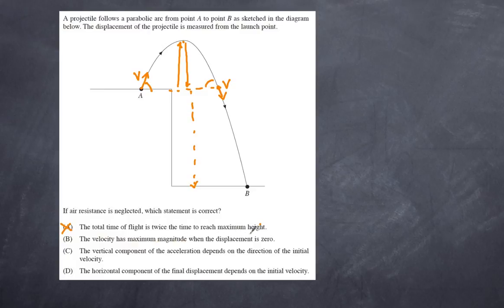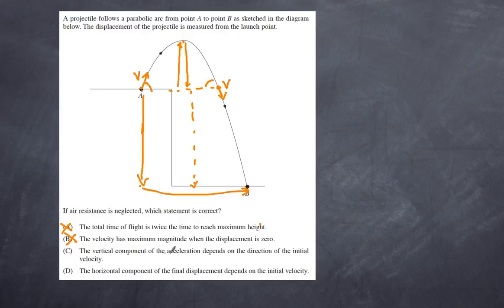Part B says the velocity has a maximum magnitude when the displacement is zero. Well, when is the displacement zero? Well, it's the displacement from A. So the horizontal displacement is along here. The vertical displacement is here. But at no point is the ball at a zero displacement, except of course when it's launched. But the velocity is not a maximum at this value because we've already established that it speeds up and continues on from V down to here. So therefore B is incorrect as well.